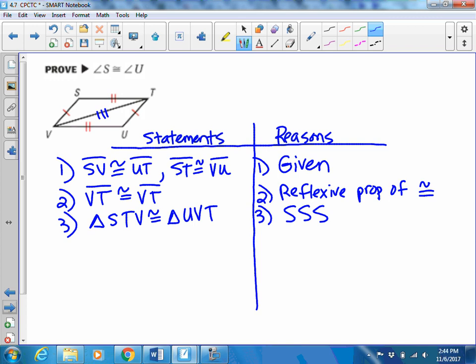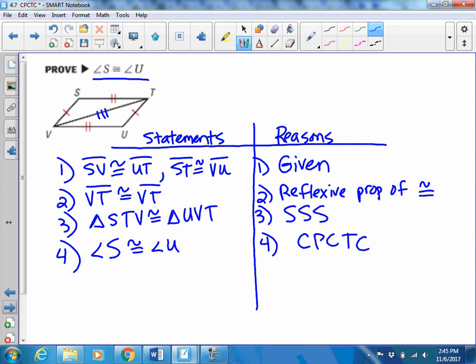And so because the triangles are congruent, all the other pieces are equal. So now I can show that S is congruent to U. So line 4, I'm going to say angle S congruent to angle U, and this is because of that corresponding parts of congruent triangles are congruent. CPCTC. So I'm still going to end my proof with the proof line, but I need to show triangles are congruent, and then I can continue on to CPCTC.